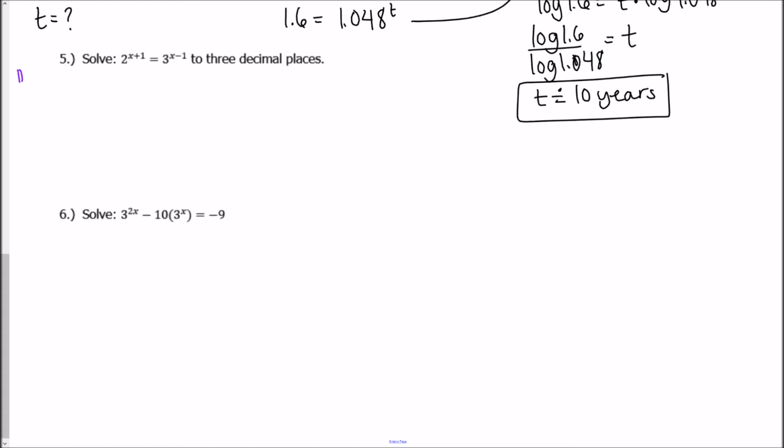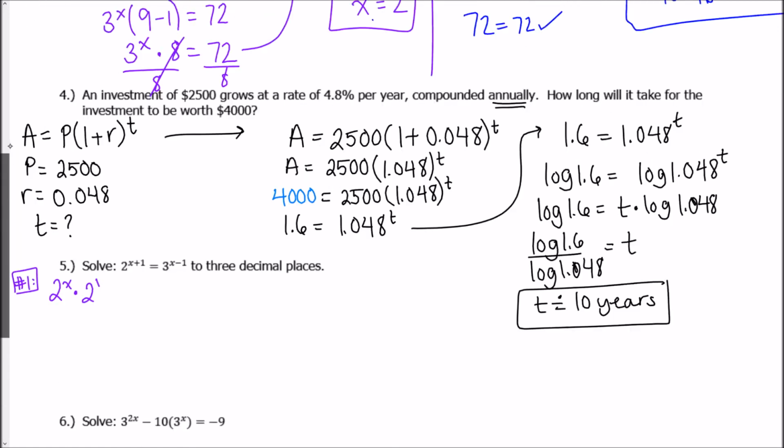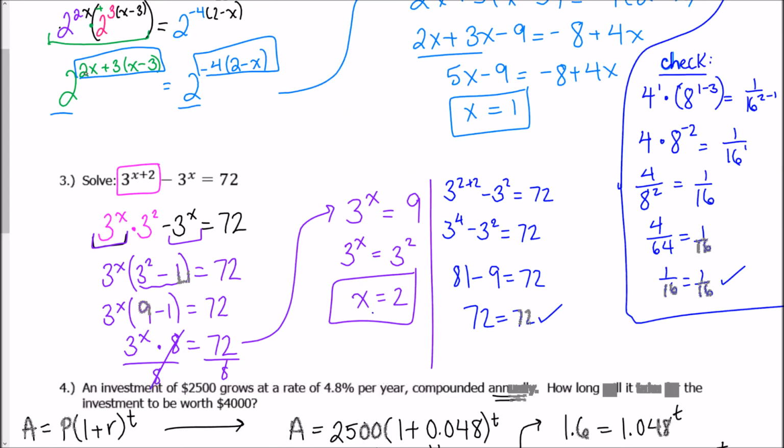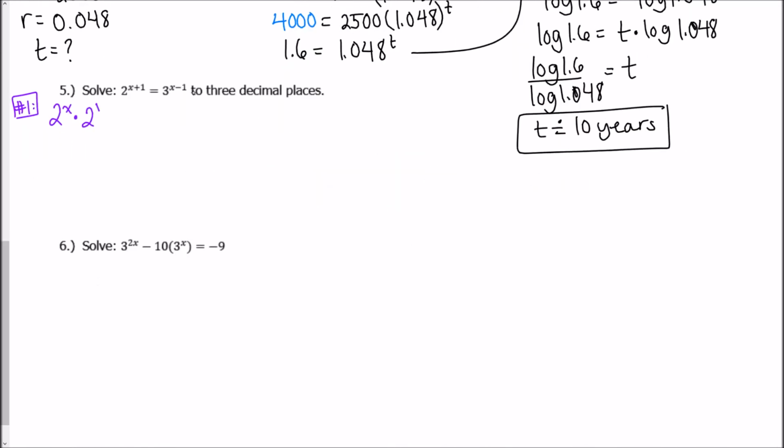So for method number 1, the first thing I'm going to do is break this up, this 2 to the power of x plus 1, into 2 to the power of x times 2 to the power of 1. Okay? And the reason why I'm going to break this up, when normally we would put it together into one exponent, is because my bases in this question are different, as opposed to being the same in the previous questions that we've looked at. So I'm going to say this is 3 to the power of x times 3 to the power of negative 1.